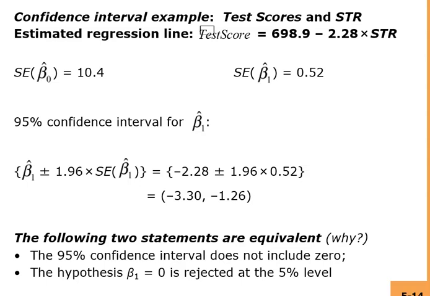Once again, sticking to the previous example of test scores and student-teacher ratio, how do we calculate the 95% confidence interval for beta 1? We have beta 1 hat, which is equal to minus 2.28, plus minus 1.96 multiplied by the standard error of beta 1 hat, and we get the range of minus 3.30 to minus 1.26. Just to double check, this range does not include 0, so we can safely reject the null hypothesis that beta 1, the true population parameter, is equal to 0.